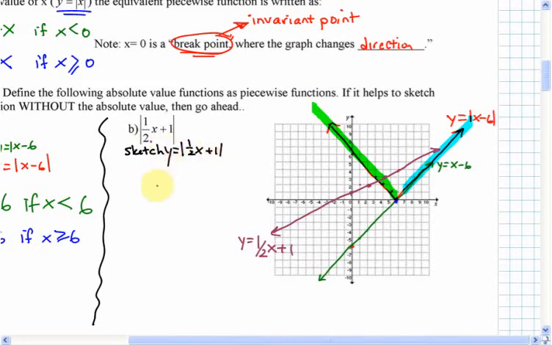Now, take the purple graph and what are you going to do to it? Flip it. Which part do I flip? The negative part. So once again, take this part down here and flip it.